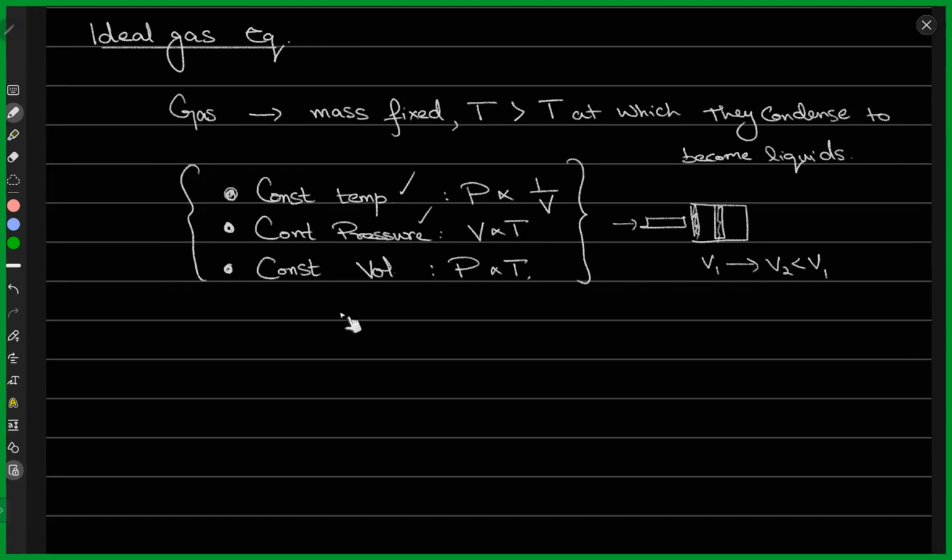And the equation can be written as PV over T is equal to some constant. Let's just write some constant. Now, if I bring this T over there, then I have PV is equal to some constant times the temperature. And this is known as the ideal gas equation. This equation is only true when the gas is considered to be an ideal gas. It's known as the equation of state for an ideal gas.